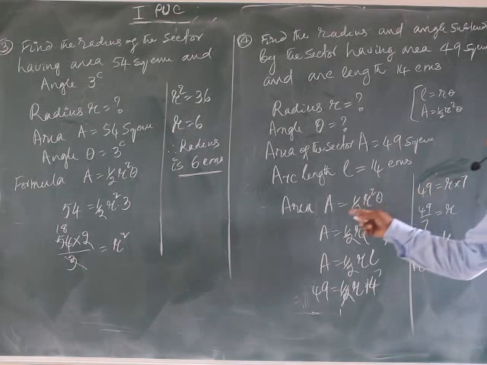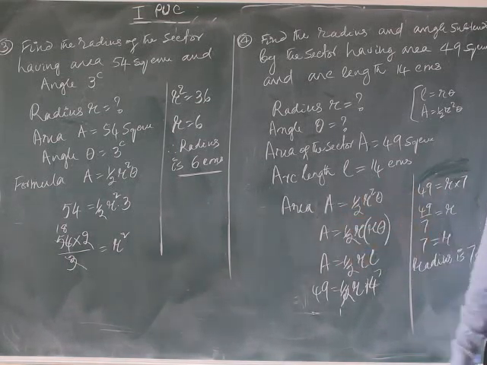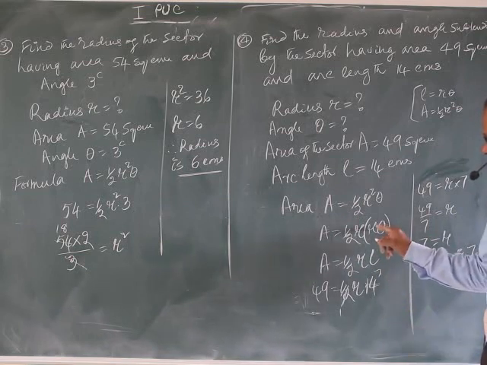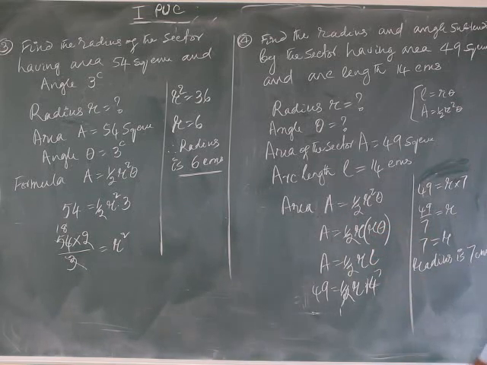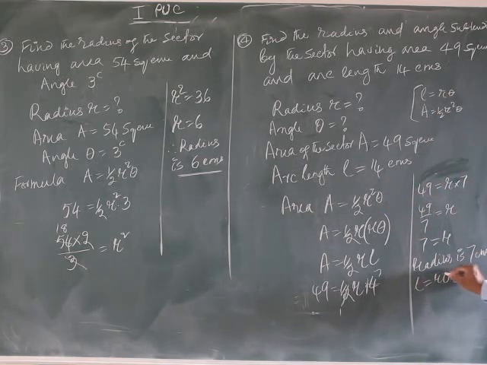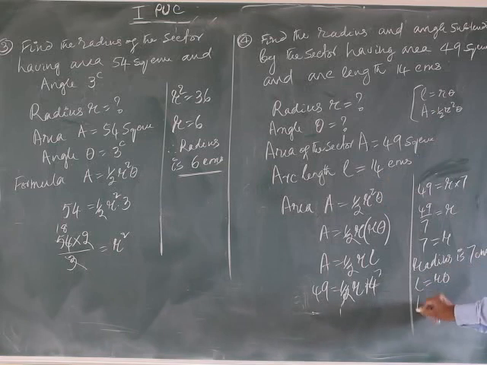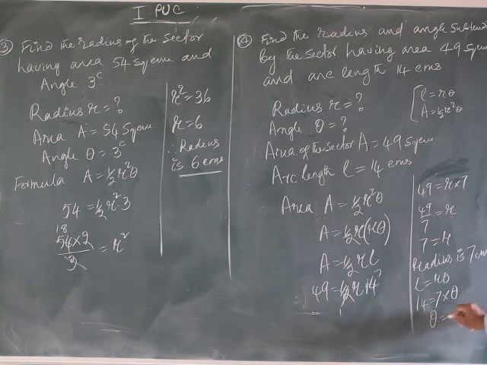That means you have to use both the formulas here. What about the angle? That can be found using L equal to r theta. L is 14, radius we just got as 7. Therefore, theta equals 14 by 7, or 2 radian.